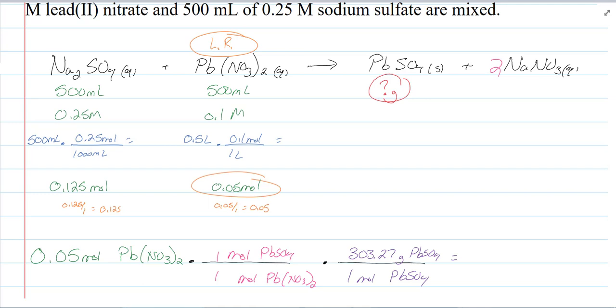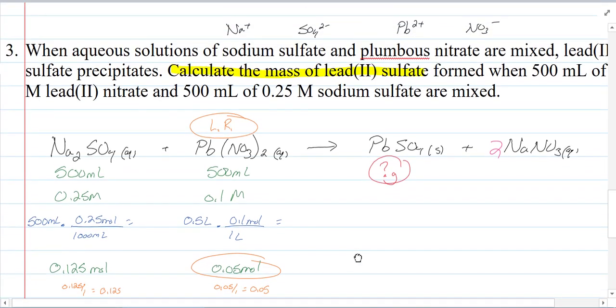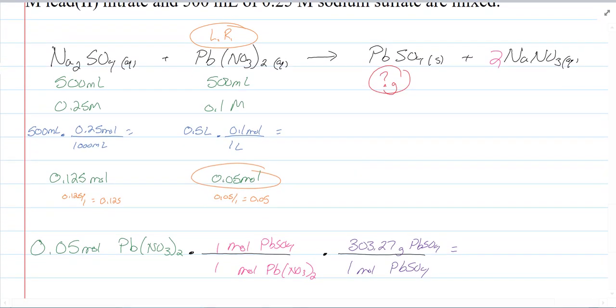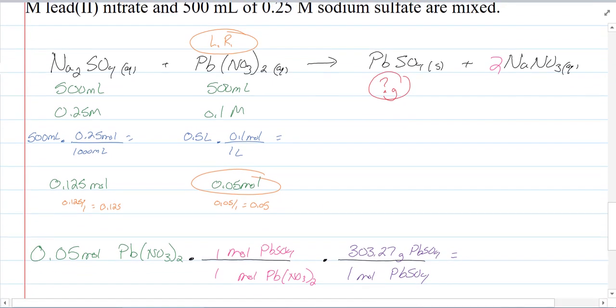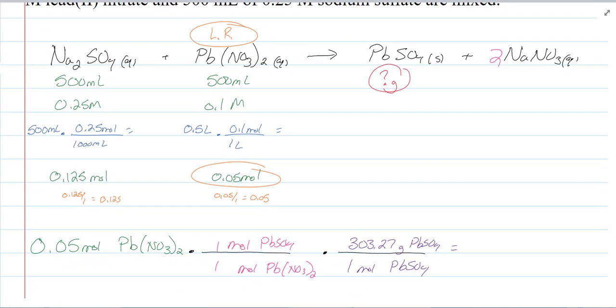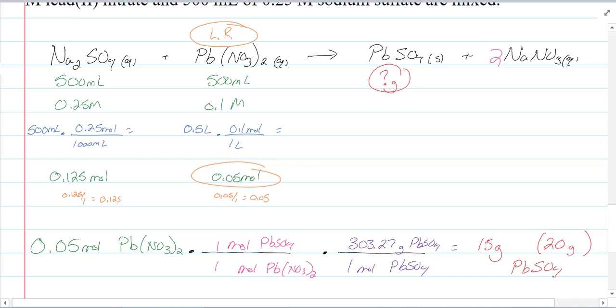I get 15.1635, which sig fig wise, I have 2. Well, I really only have 1 with the 500 milliliters and the 0.1. So really it's 20. So I'm going to put down 15, but really it's only 20 grams according to my sig figs, of PbSO4. So 15 or 20 grams, because I only have 1 sig fig. So 20 grams of lead 2 sulfate.